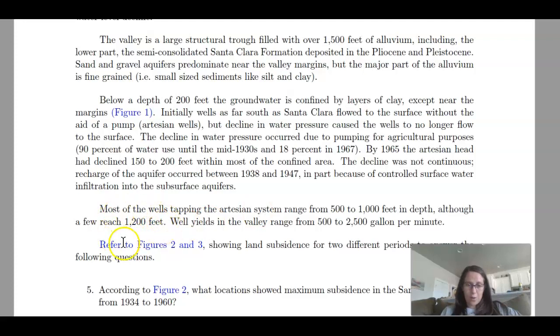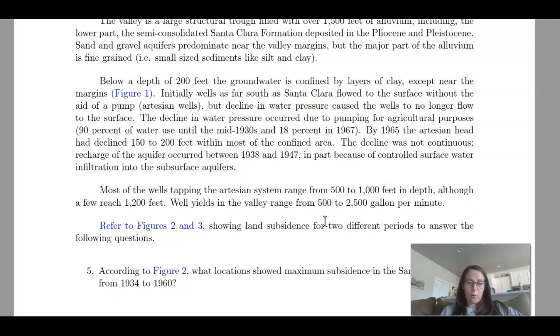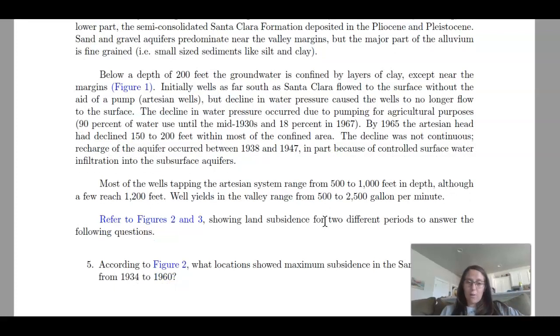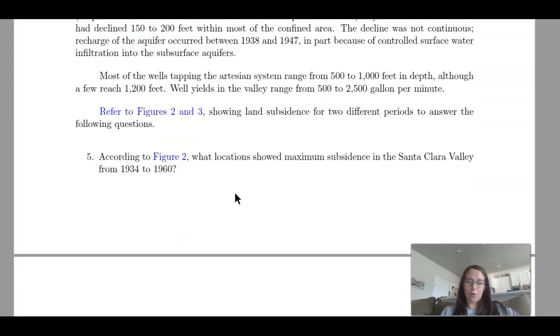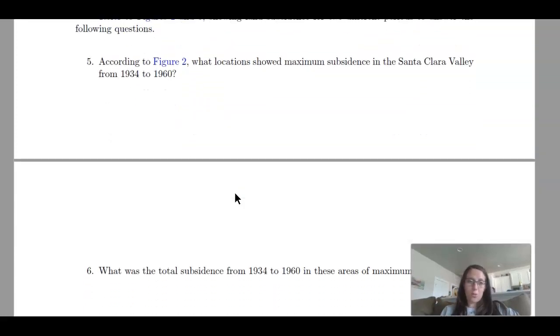So let's go down here. Most of the wells tapping the artesian system range from 500 to 1,000 feet in depth, although a few reach 1,200 feet. Well yields in the valley range from 500 to 2,500 gallons per minute. Refer to figures 2 and 3, which show land subsidence for 2 different periods, to answer the following questions. I'll refer to these figures as we go through the questions.